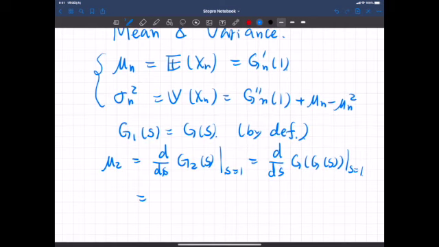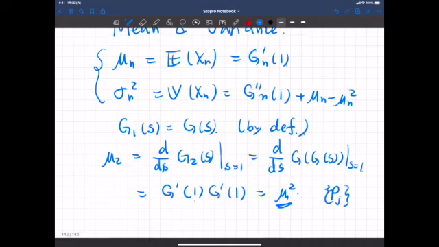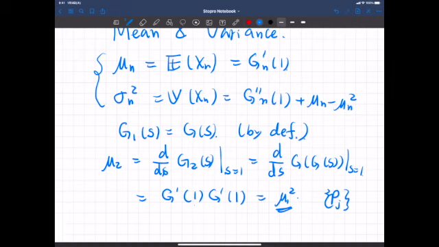Okay, and so by using the chain rule, we have G prime of 1 and G prime of 1. So that is mu1 squared. Of course, G prime of 1 is mu1. Right, so that's the mean of the population size of the first generation. And this is, of course, readily calculated because we know the probability mass function for this. So just apply the definition and we know the value of mu1. So mu2 is nothing but mu1 squared.